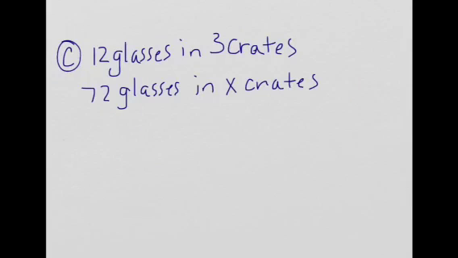Now proportions are great to use when solving word problems. So let's take a look at this word problem. First of all, we have to figure out what are the two things that we're comparing. Well, we're comparing glasses and we're comparing crates. So we want to make sure that we keep those numbers on the same part of the ratio. So the glasses number, which is 12, is going to go on the top. And the crates number, which is 3, is going to go on the bottom.